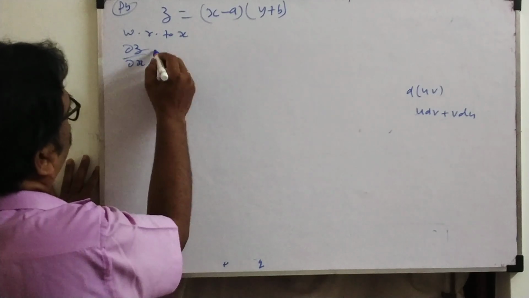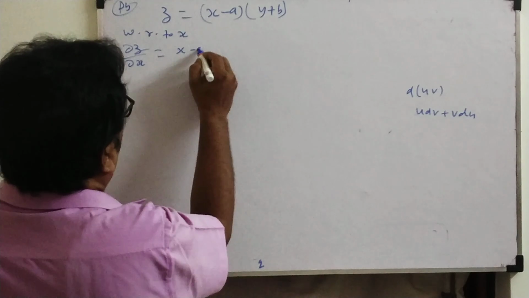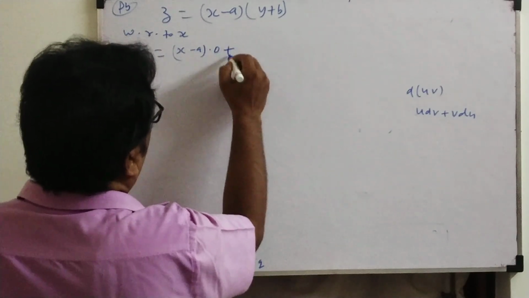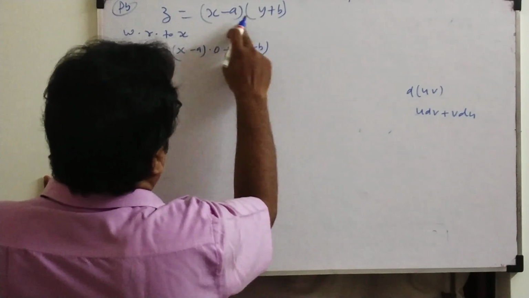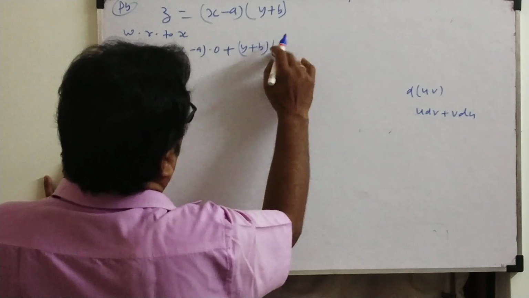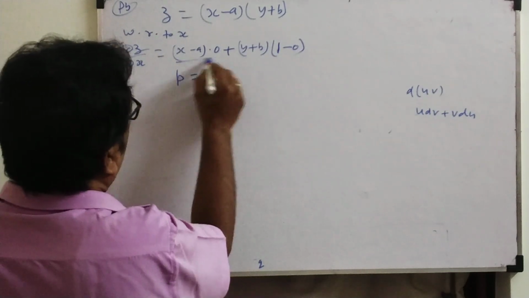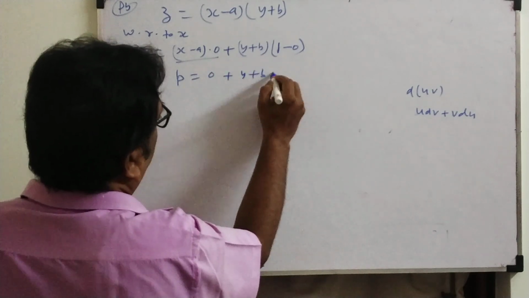So with respect to x, differentiate, then what will come? Dou z by dou x equal to, product is there. First u, what is u? x minus a. dv, here no x, so into 0, plus v, what is v? y minus b. x minus a differentiation 1 minus 0. You solve this. p is equal to this part 0 plus y minus b.